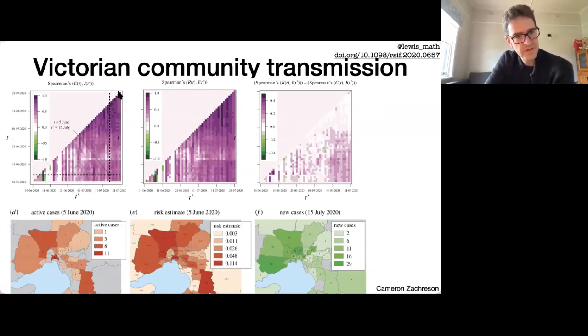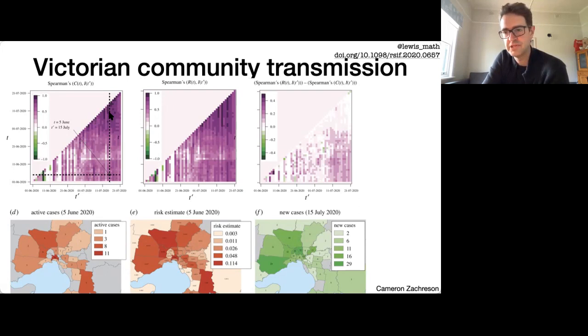And then this panel at the top, the heat map, is showing you the correlation between the number of cases at time t, which is along the vertical axis here, and then the number of cases that there were at some future time t prime along the horizontal axis. So these heat maps are filled in the bottom right corner because that's the way that time propagates. Up here would be correlating with cases in the past, which is not of interest. So we only look down here. And so this point, for example, is the correlation between the number of cases on the 5th of June and the 15th of July. Darker colors are a higher correlation.